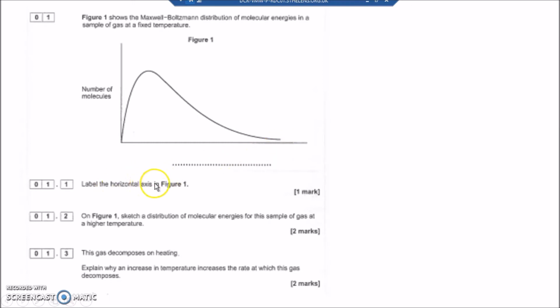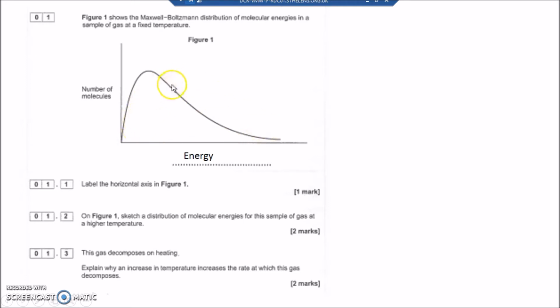So let's have a look. Label the horizontal axis, that's energy. Draw a distribution of molecular energies at a higher temperature. So at a higher temperature, the whole of the curve shifts to the right hand side because the particles get a higher energy on the whole.